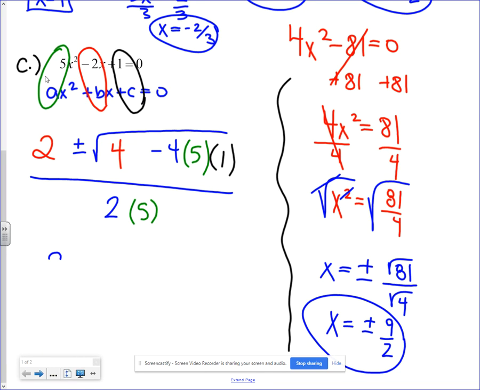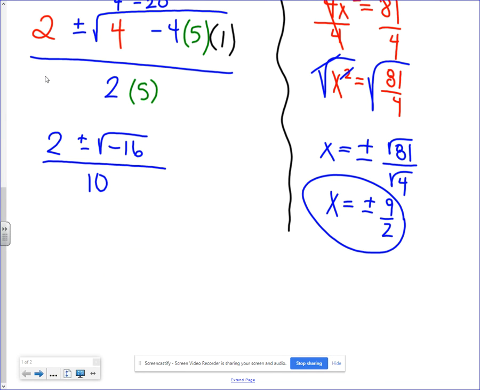So we got 2 plus or minus under the radical. Remember, that's called the discriminant. We got 4 minus 20. 4 minus 20 is -16. And then on the bottom we got 10. So this is our answer. What can we tell about the answer? Well, the discriminant is negative. So since the discriminant is negative, that means it has two complex roots. That means the roots are imaginary.